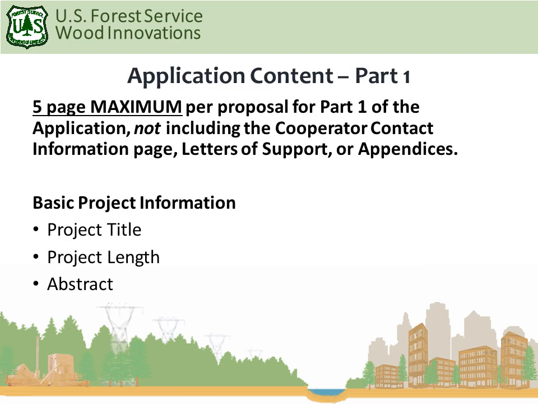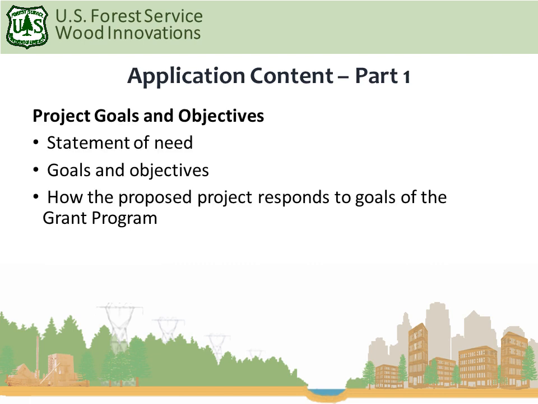This year, this is the first time we're doing this Mass Timber University Grant Program, and we have a 5-page maximum per proposal for Part 1 of the application, which does not include the cooperator contact information page. It does not include letters of support, and it does not include any appendices. So the first part is basic project information that includes your title, project length, and an abstract.